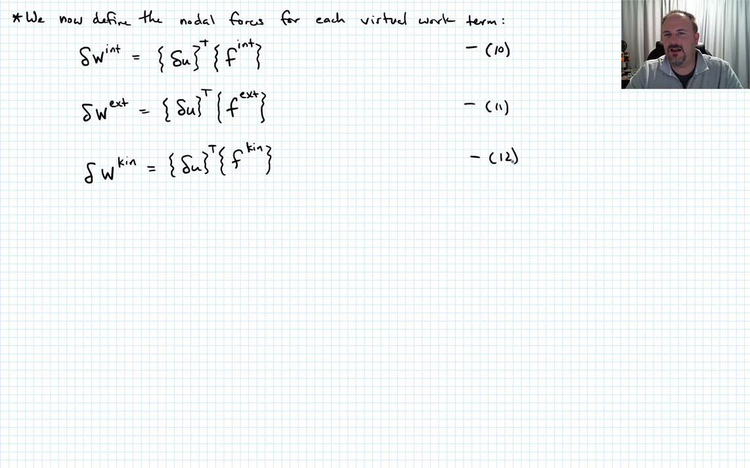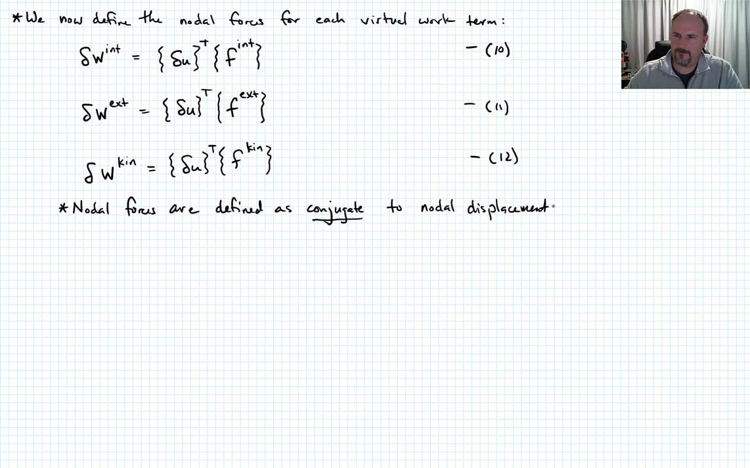So why do I do that? Because nodal forces are defined as the conjugate of the nodal displacements. That's important. Remember this. What does that mean? Sometimes you'll hear people talk about work conjugate terms. What that means is that if you take the dot product, you get an increment in work. So the dot product, which is what we're writing in equations 10, 11 and 12, the virtual displacement dotted with the nodal forces, gives us an increment of virtual work in each of those terms.